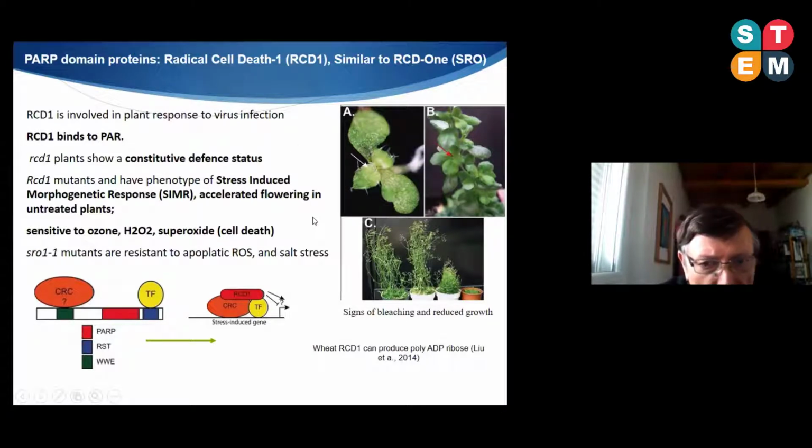They also studied the mutants, and they showed that there is reduced growth, there is a stress-like response, and the plants are resistant to such stress and to reactive oxygen species. And this schema shows that radical-induced cell death 1 has the PARP domain, which binds nicotinamide adenine dinucleotide, a glutamate tryptophan domain that interacts with other proteins, and there is an RST domain that interacts with transcription factors.